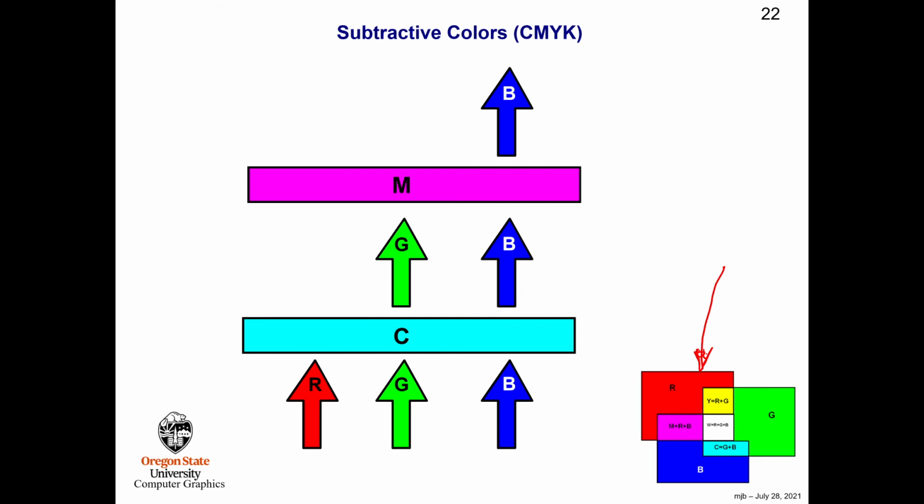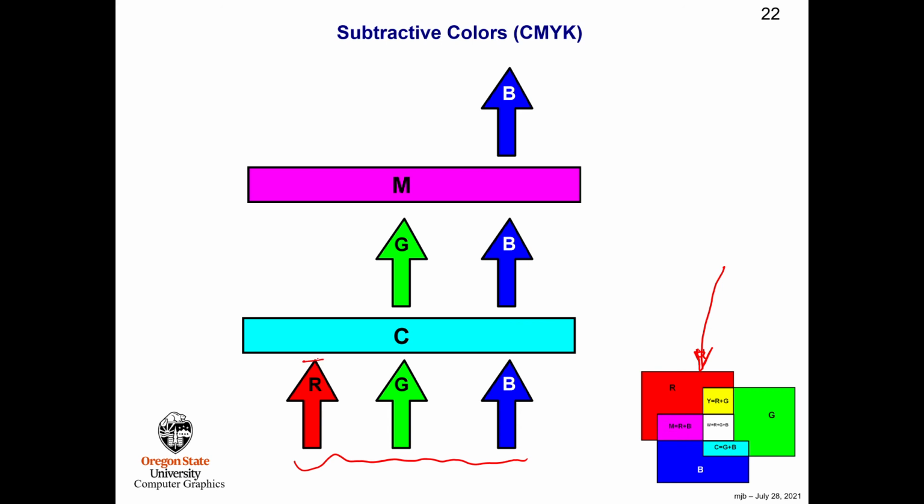So let's say that I've got white light, all the colors, and I've got a cyan piece of cellophane, and I put it in front of the white light. Well, why is the cellophane cyan? It's cyan because it only allows blue and green to come up through it. Oh, okay. That means it looks like this.